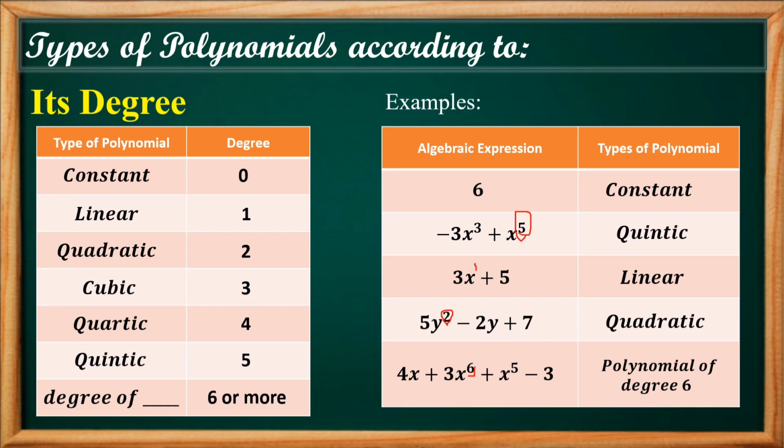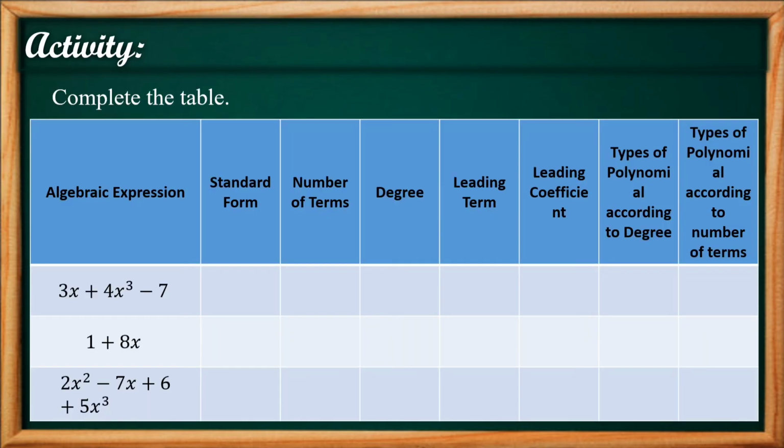If the highest degree is 9, then we will call this one a polynomial of degree 9. Okay, it depends on the highest degree of exponents or degree of polynomial. Okay, that is the different types of polynomials according to the number of terms and according to its degree. Okay, now let's answer those activity. The first activity that I've shown.